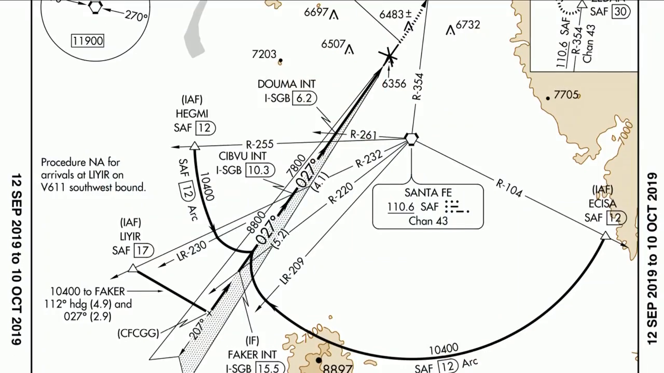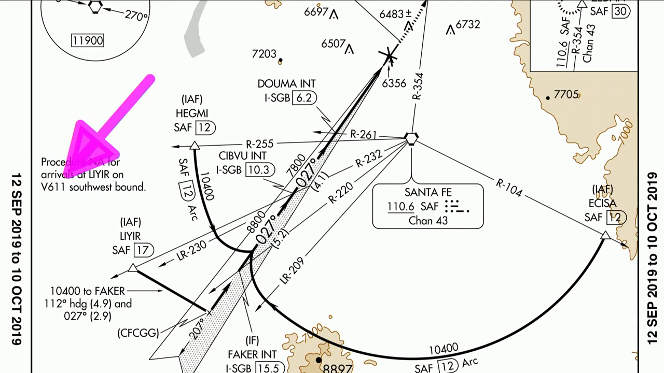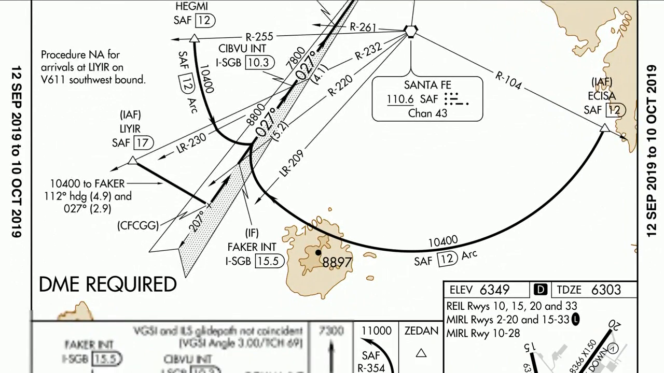So let's talk about why that happens. And actually, I'm going to quickly thumb through until I find one of these so you can understand what's going on here. Oh, perfect. Let's take a look at the ILS or LOC Runway 2. And it says, procedure not authorized for arrivals at Lear on Victor 611 southwestbound. There we go. So where is Lear? Okay, it's right here. Here's the rule.